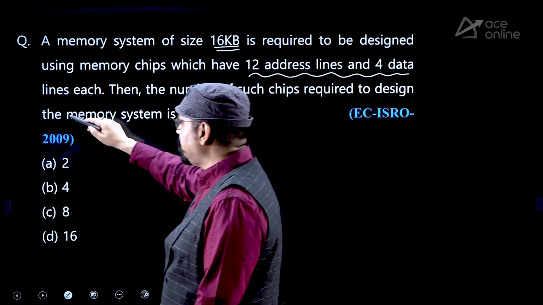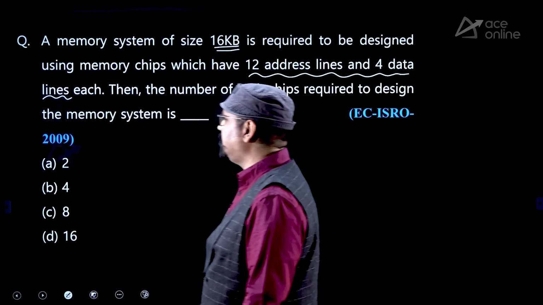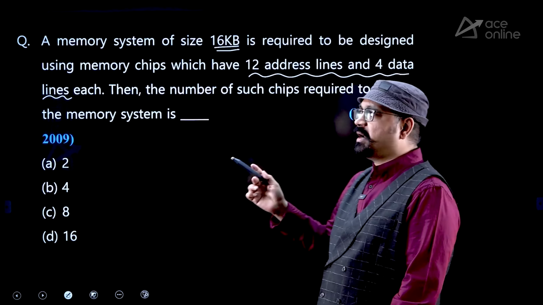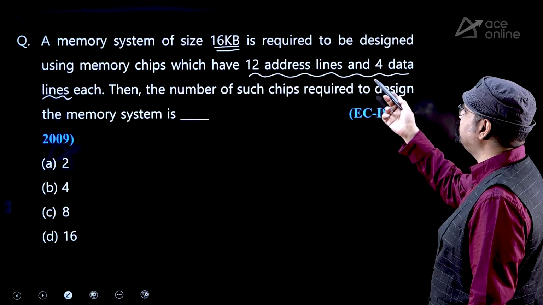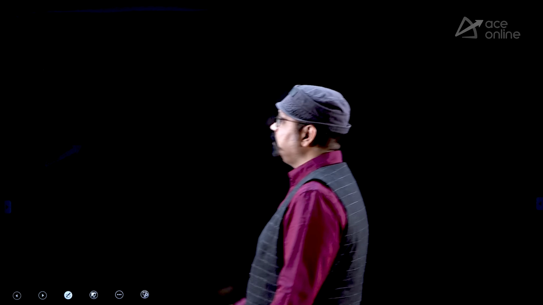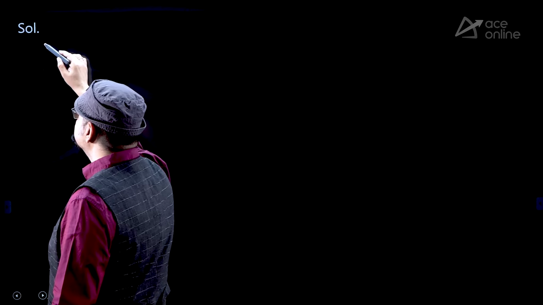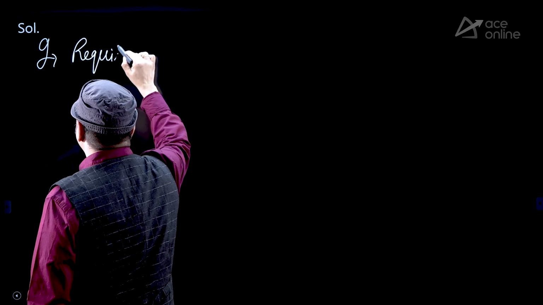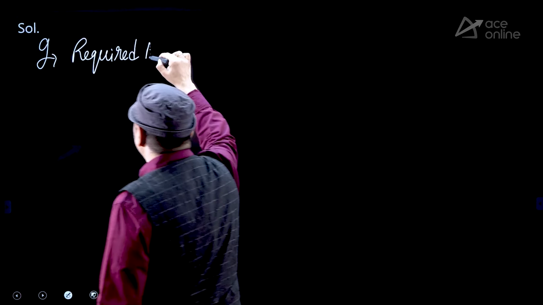What is mentioned to you? The number of address lines of that memory IC available, the small chip, and also the number of data lines. Normally 8 data lines, but now they are considering 4 data lines. Okay, let me write that point first. What is the given data I am writing? Required size. Let it be ROM or RAM.